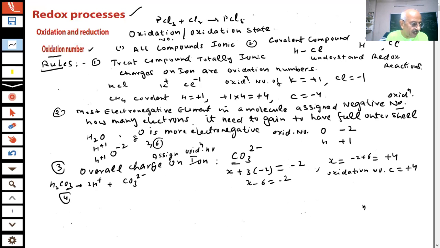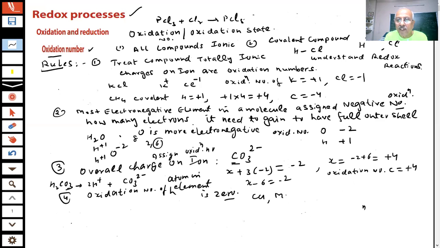And the fourth rule I am saying: the oxidation number of an atom in an element is 0. What does it mean? If I say Cu, it is an element. If I say Mg, it is an element. If I write Fe, it is an element. If I write Ag, it is an element. What is the oxidation number? Their oxidation number is 0.